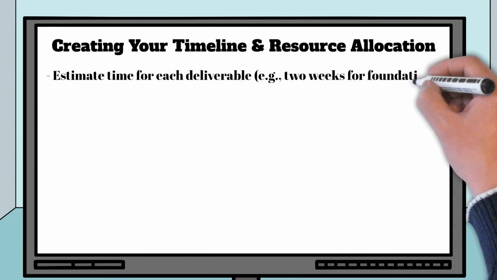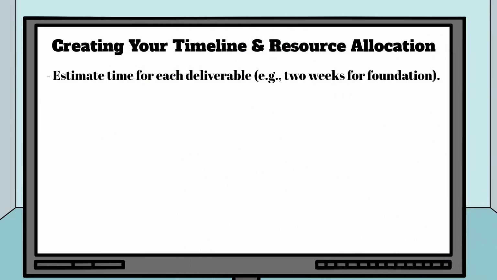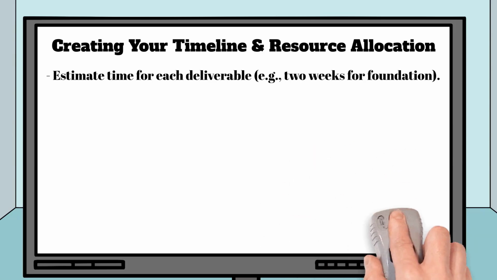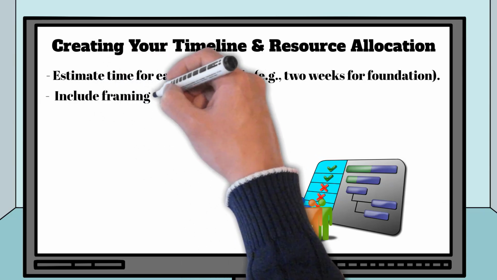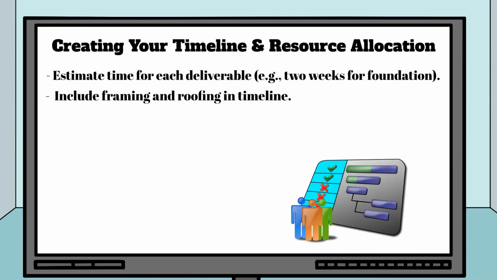Once you've broken down your deliverables, the next step is estimating how long each task will take and who will do it. This is where your project timeline and resource planning come into play. Timeline creation. Let's say it takes 2 weeks to pour the foundation. Add that to your project timeline. Next, estimate the time for framing, roofing, and so on.